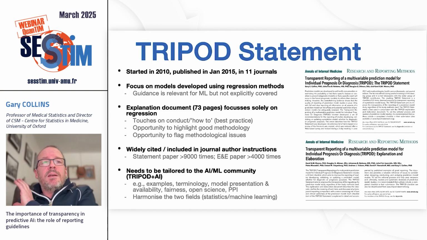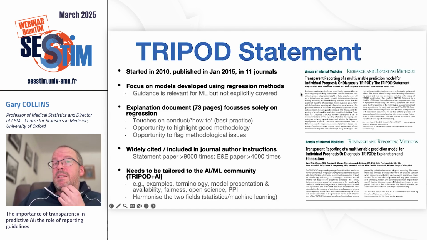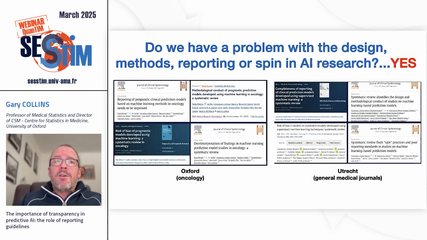Over 9,000 times. But there are deficiencies for the AI communities. Things have changed. But do they need to be changed? Is the machine learning literature better reported than the biostatistical literature that have used regression-based models? So we carried out 2 parallel systematic reviews or meta-reviews, one based in my group in Oxford and another set of systematic reviews based in Utrecht by Carl Moons and his group.